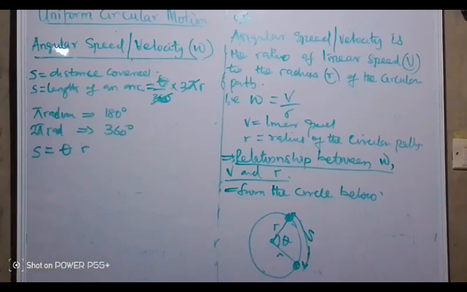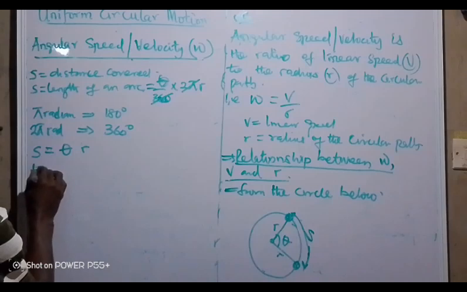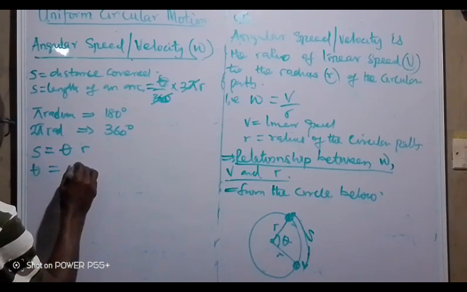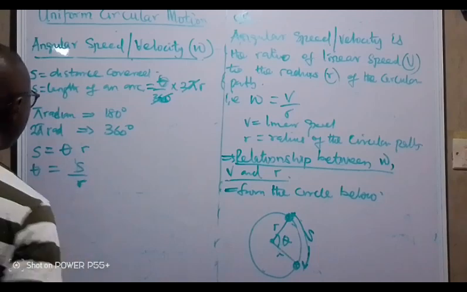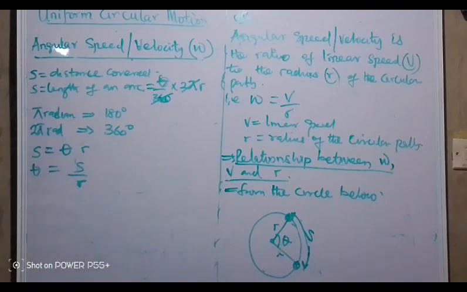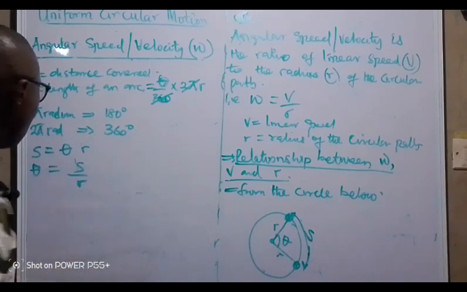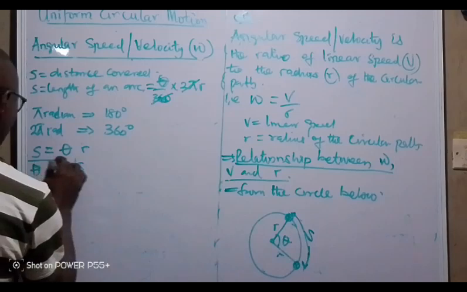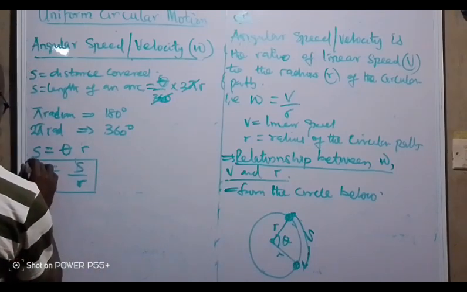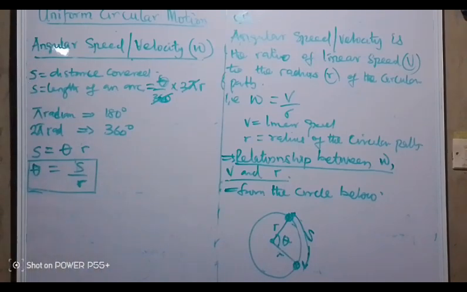Now make theta the subject of the formula. Theta now will be equal to s over r. That's the magnitude of theta, that is the distance covered over the radius of the circular path. Note that that's a formula. When we get to calculation, we are going to apply it.